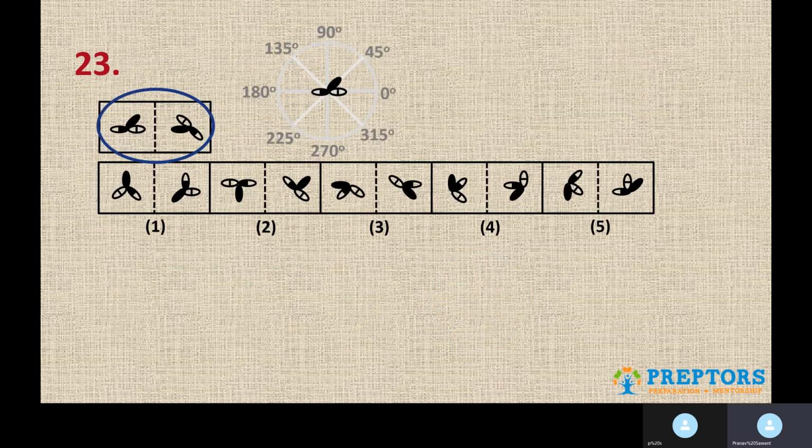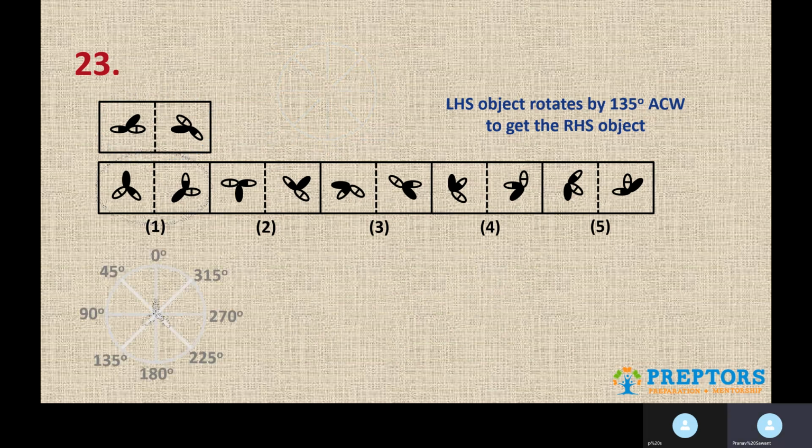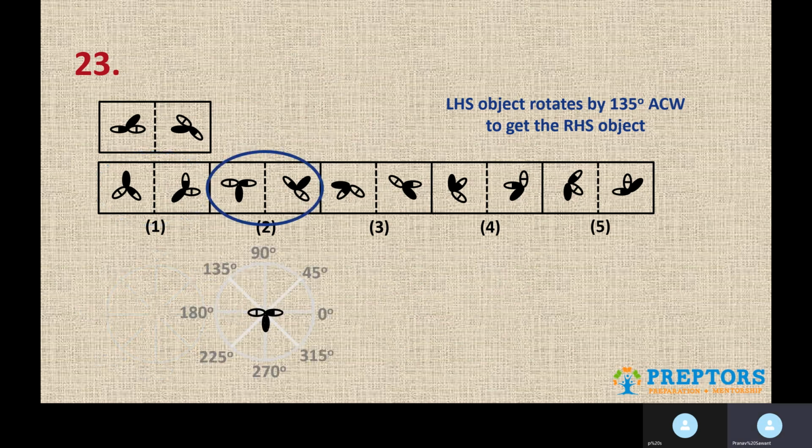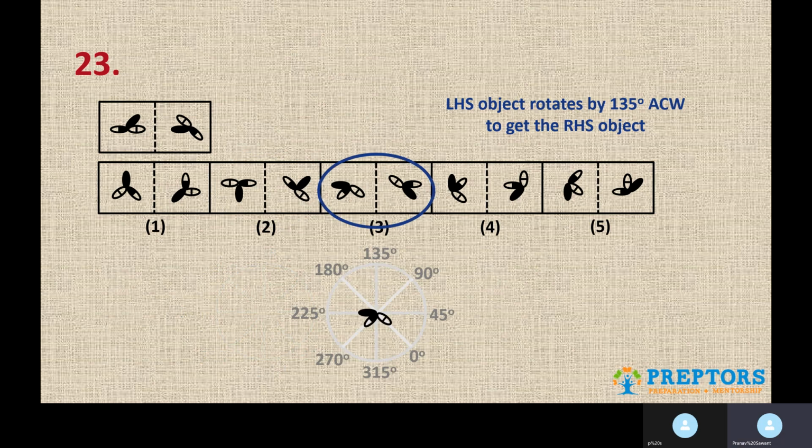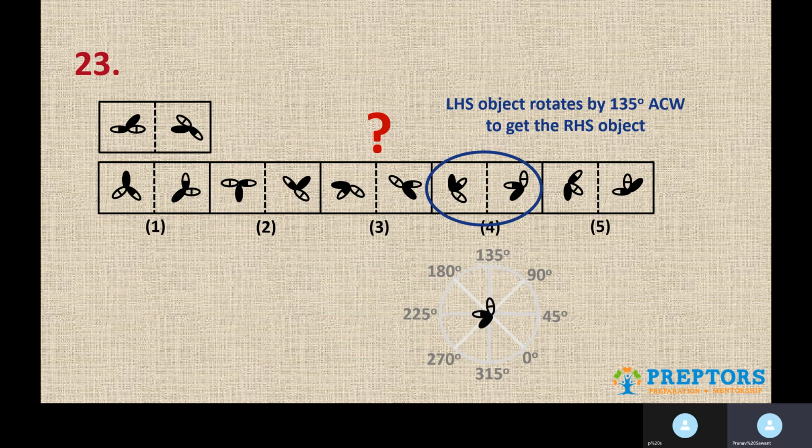Now, if you observe the master figure, this is the master figure and it is rotating 135 degree anti-clockwise to get the right hand side figure. Let's check in option 1, it is following the logic. In option 2, it is following the logic. In option 3, it is not following the logic. Hence, option 3 is the answer.